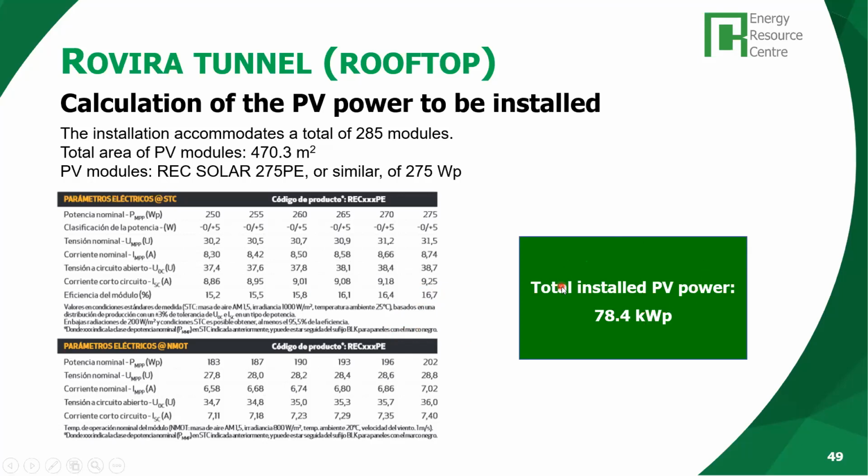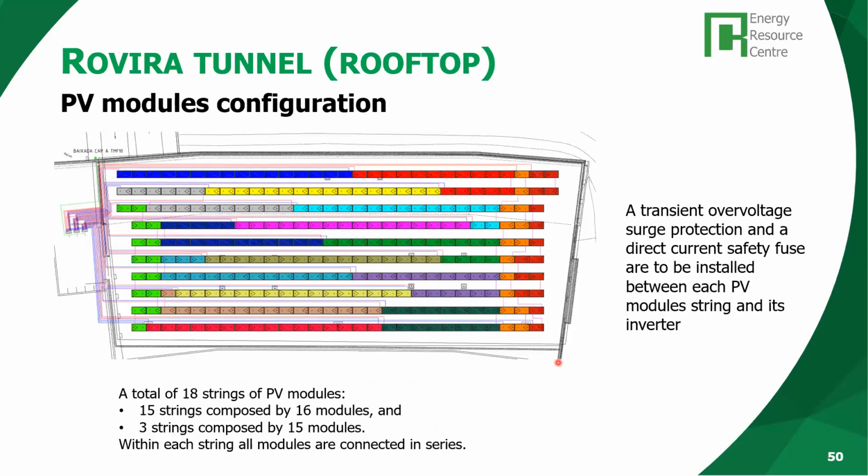So for the available area surface and with this type of modules, a total installed power capacity of 78.4 kilowatt peak was possible. Here we have a nice drawing on the different strings. A total of 18 strings of PV modules you have here. 15 strings composed by 16 modules and 3 strings composed by 15 modules.